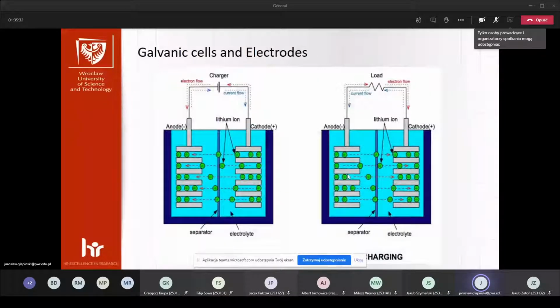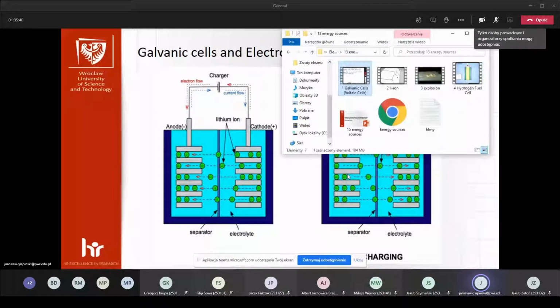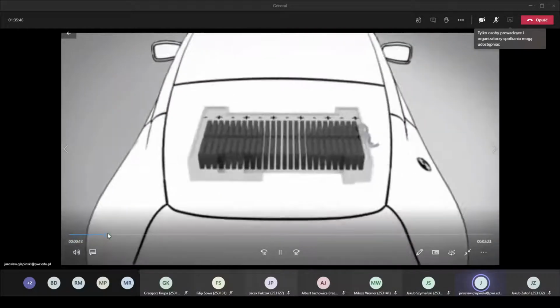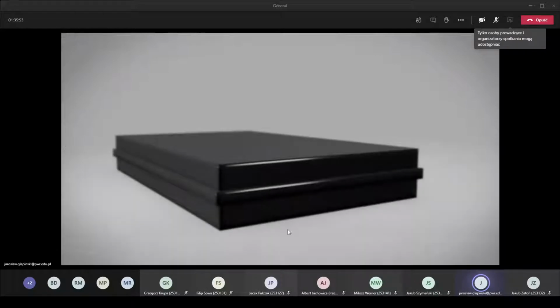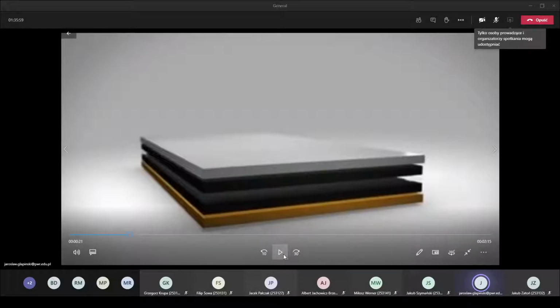Okay, so how does the lithium-ion battery work? I think I have a film. The lithium-ion battery, each battery is made. Let's take a closer look at one to see how it works. In this film, it's a short explanation of how the lithium battery works.